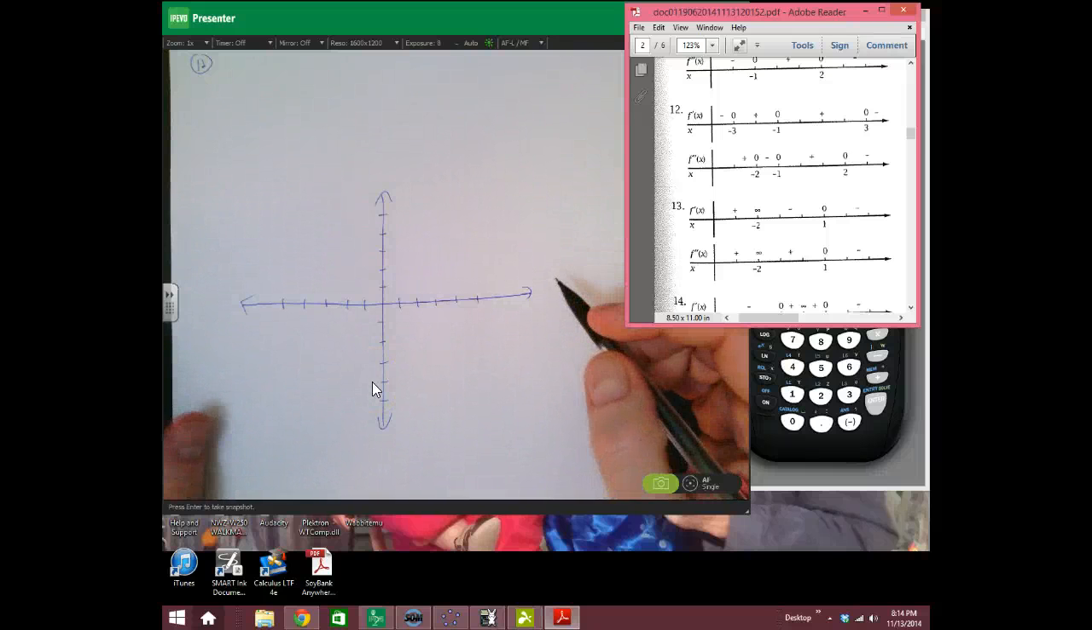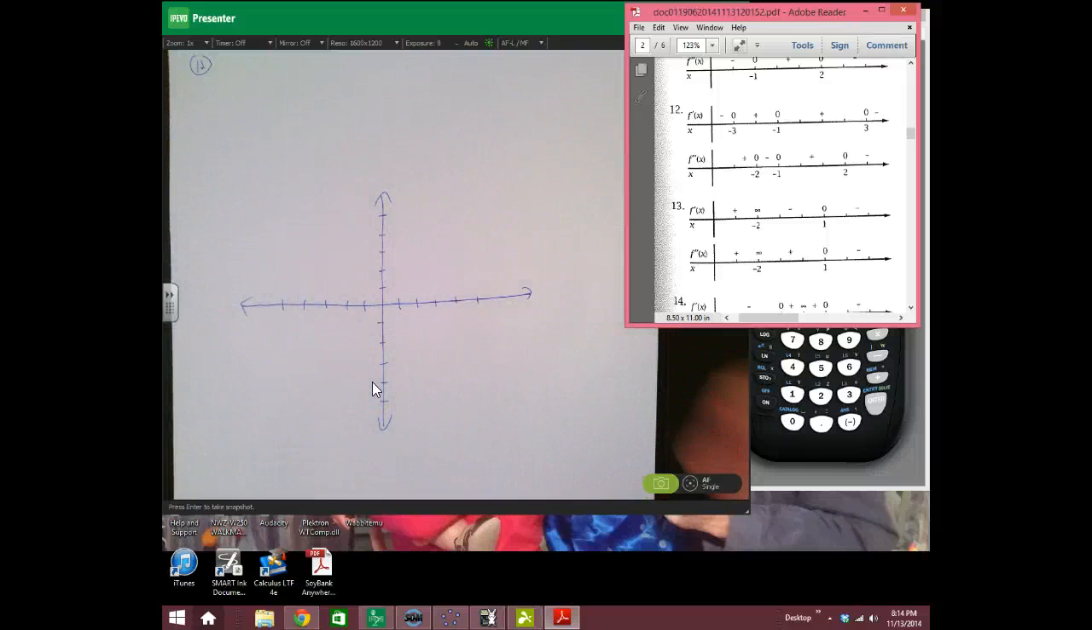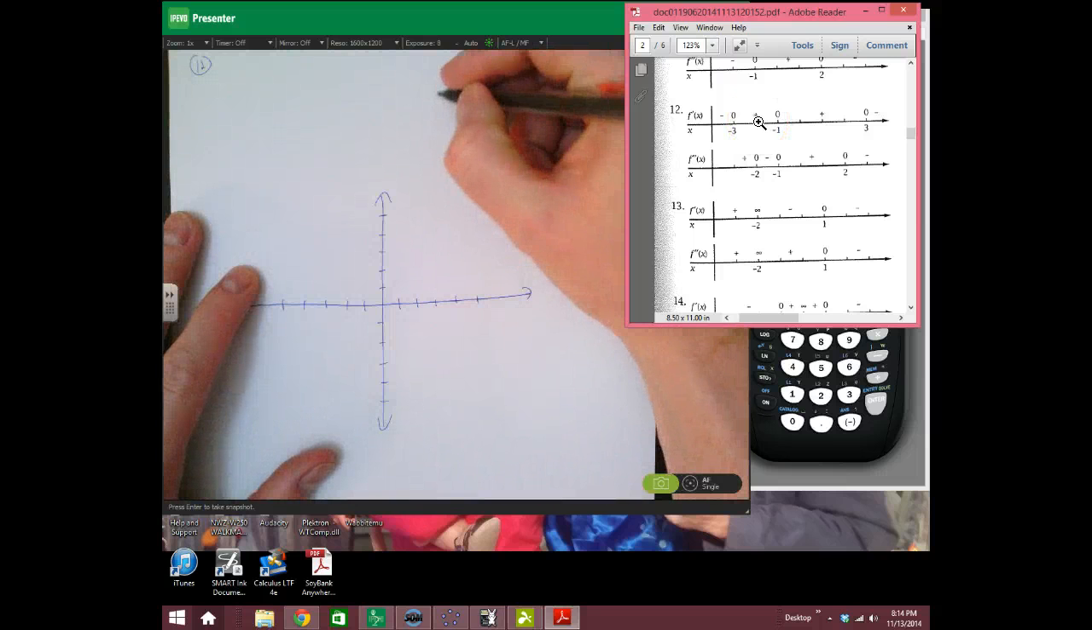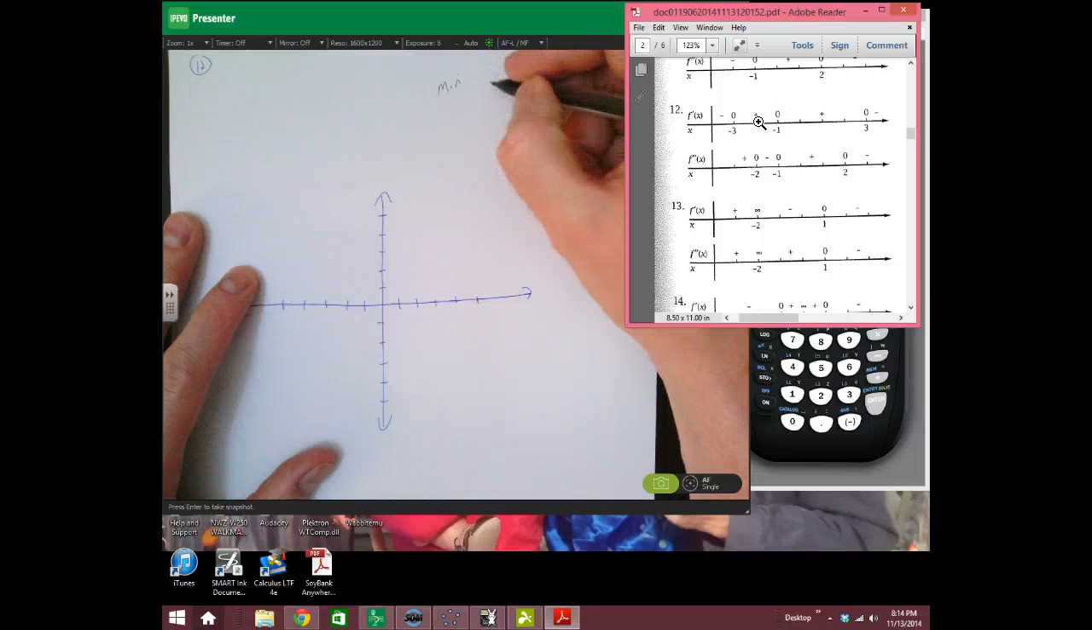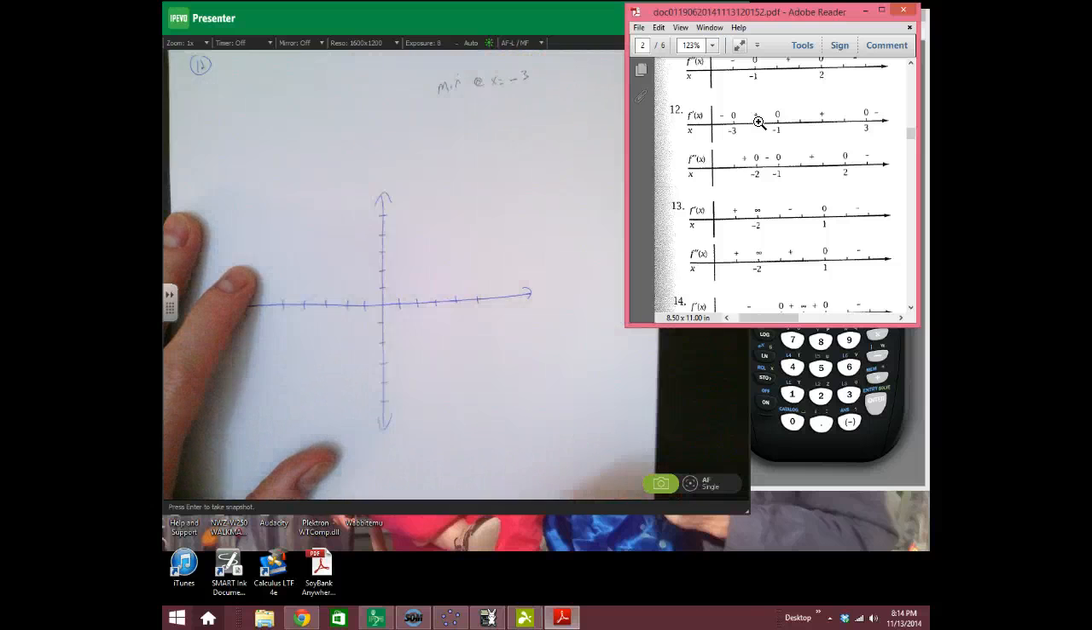Okay, so here's problem number 12 from the worksheet, which tells us a lot more than problem 11 did. Looking at this part up here, we've got negative slope, 0, positive slope. So we know we have a minimum at x equals negative 3.